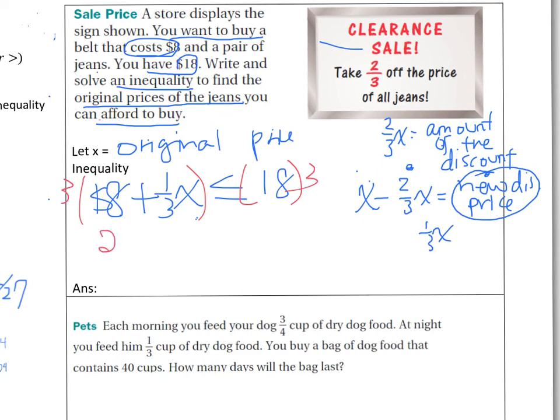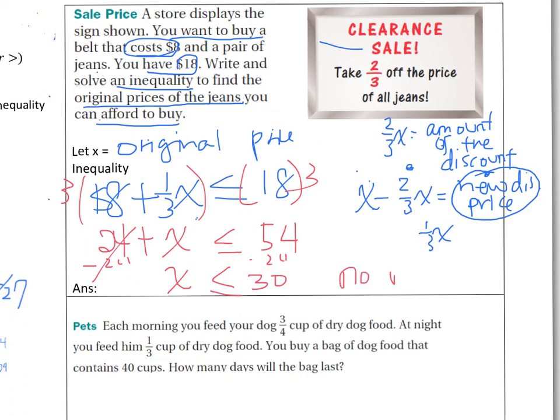3 times 8 is 24, and then 3 times 1/3 X is X, and then 18 times 3 is 54, and then I'm going to subtract 24 from both sides, and this will be 30. Oops. And X less than or equal to 30, so no more than $30. So the jeans would cost no more than $30.